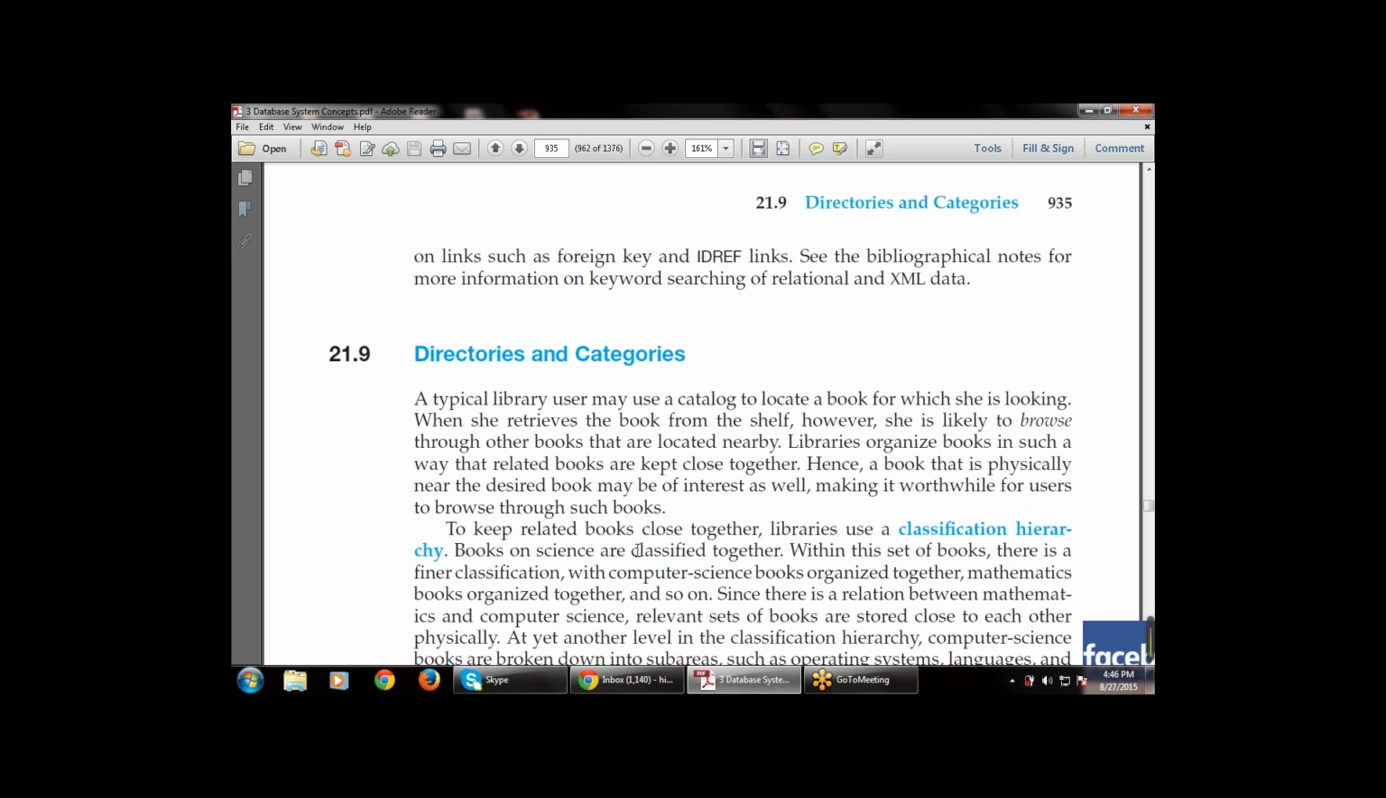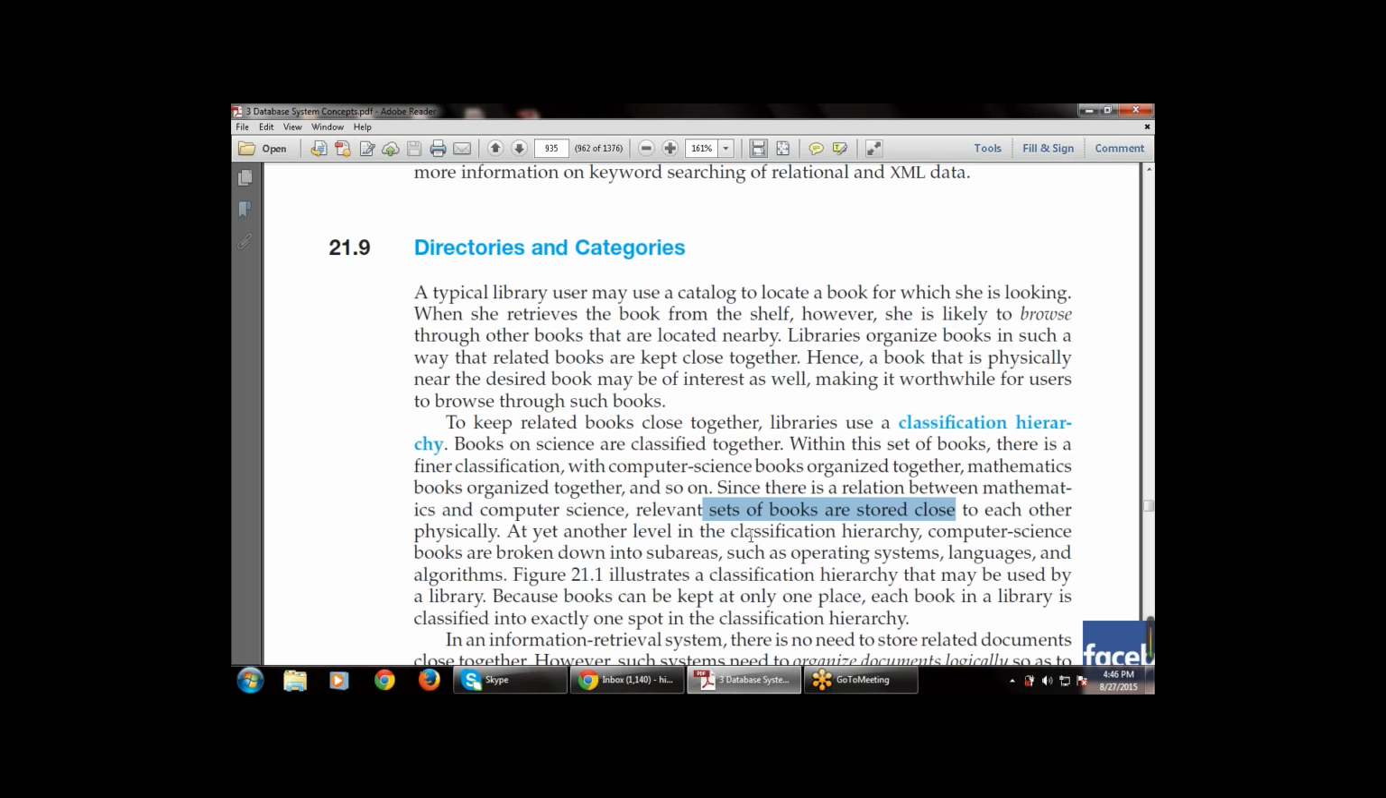That is a computer science book, mathematics books, organized together, and so on. Since there is a relation between mathematics and computer science, the relevant set of books are stored close to each other. At another level, there is a classification hierarchy, that is, the computer science books are broken down into sub areas.